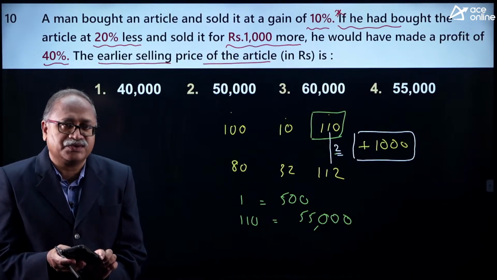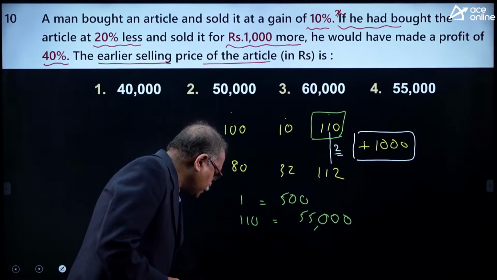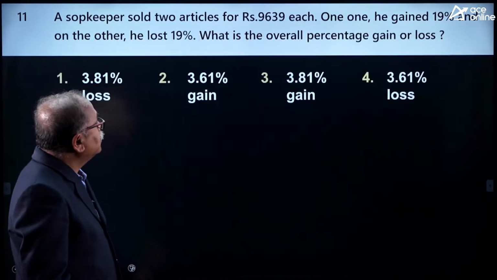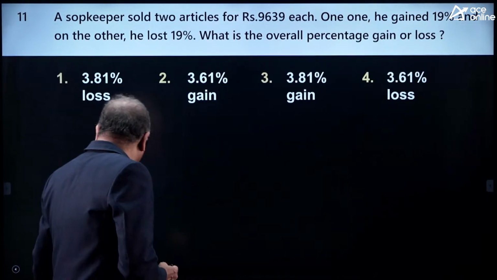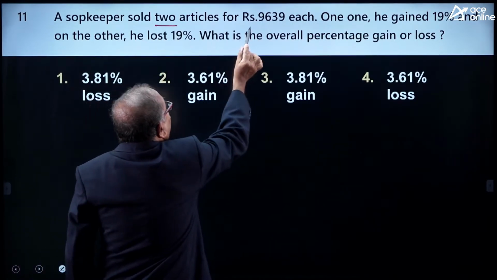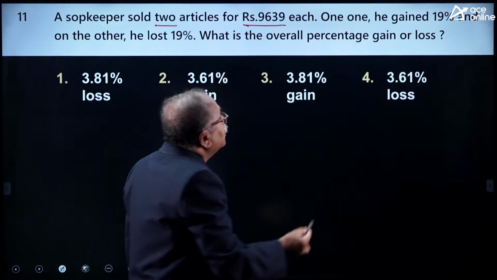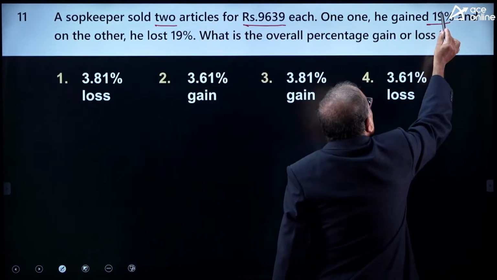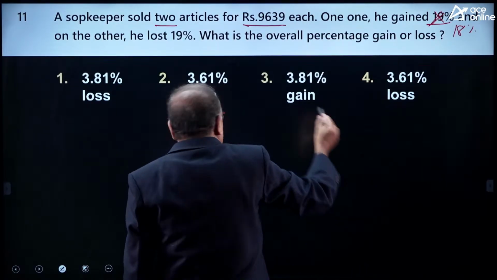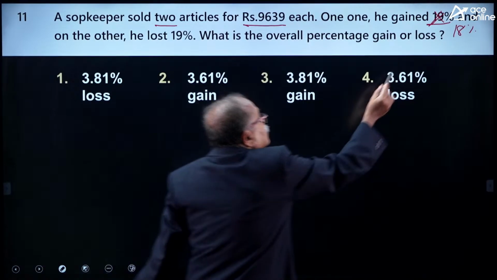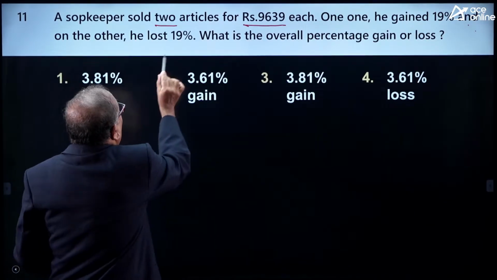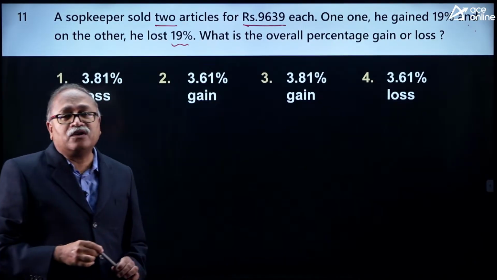I am moving on to the next question. Okay. And Aman, that is right sir, 55,000. Allow me to read the question first. A shopkeeper sold 2 articles for certain money, and in one he gains, let us make it 18%. He gains 18%, and the option may not match. Let it be 19%, and the other one at a loss of 19%. What is the overall profit percentage?